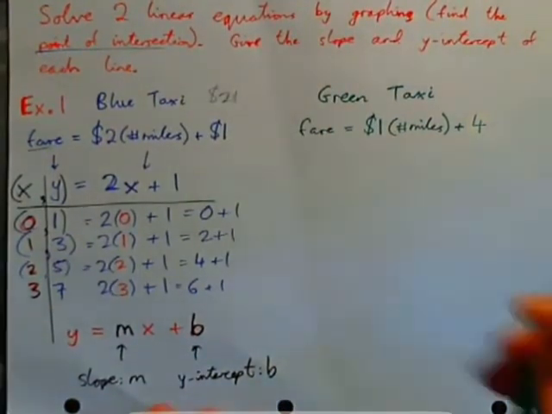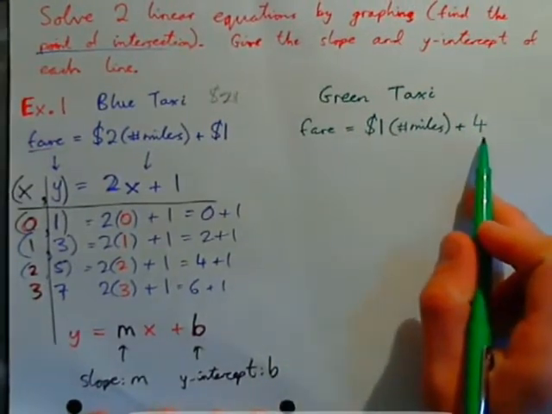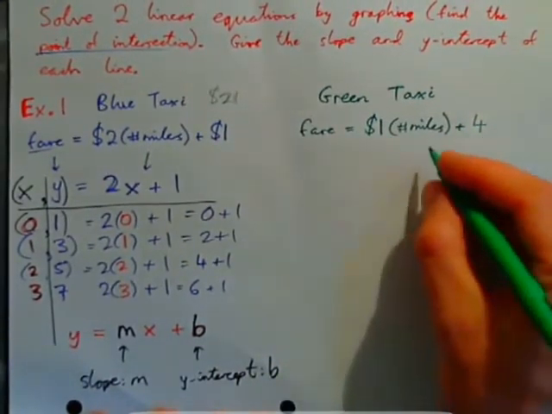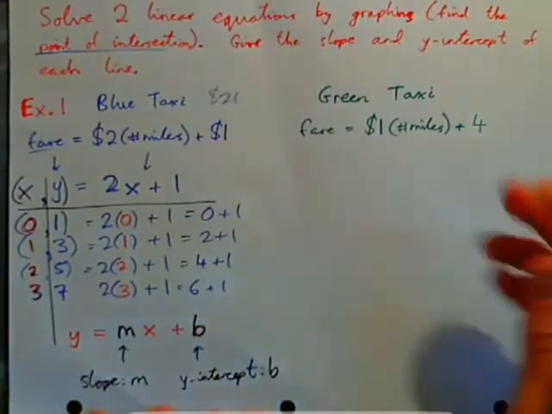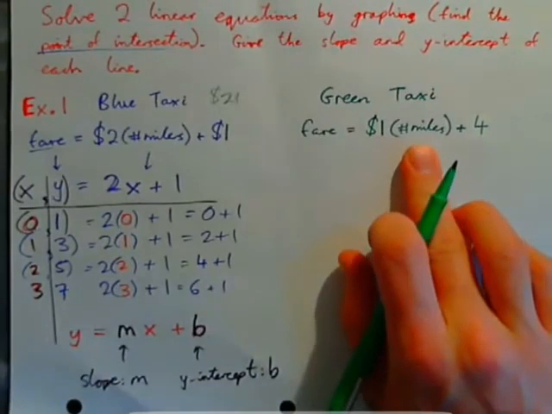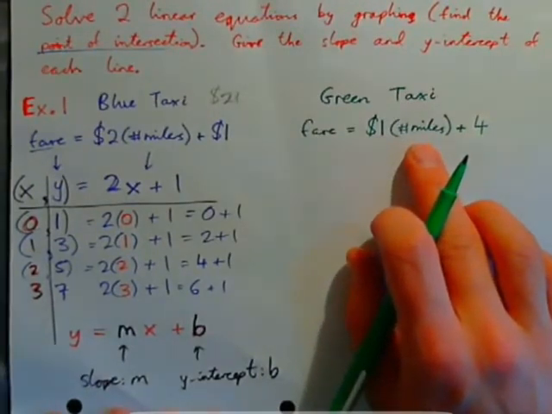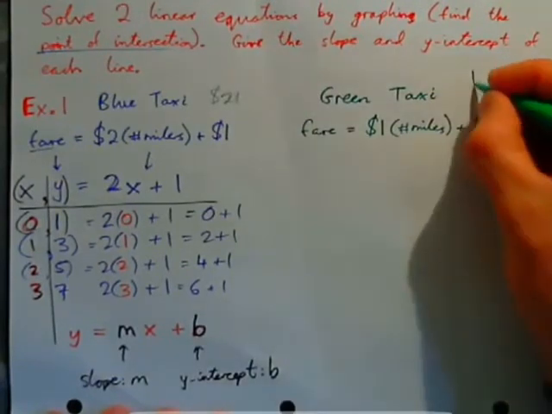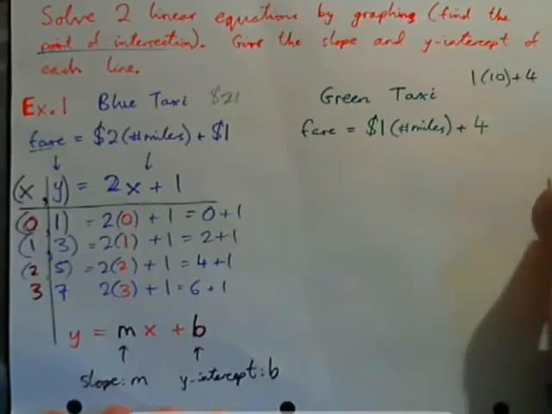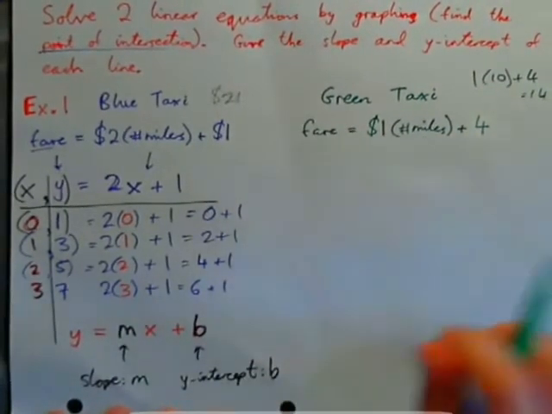So the green taxi is the fare equals 1 times number of miles plus 4. Now again, you have to know your miles and then you can know your fare. So just tell me this before you press pause. If you went 10 miles in the green taxi, what would your fare be? Wouldn't the fare be 1 times 10 plus 4? $14, right? So if we go 10 miles in this one, it's $14.